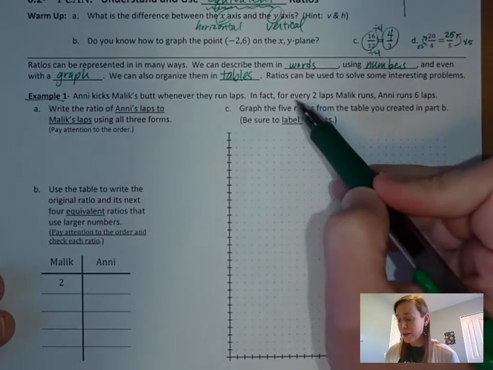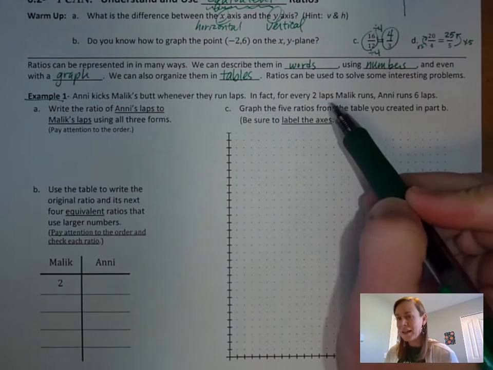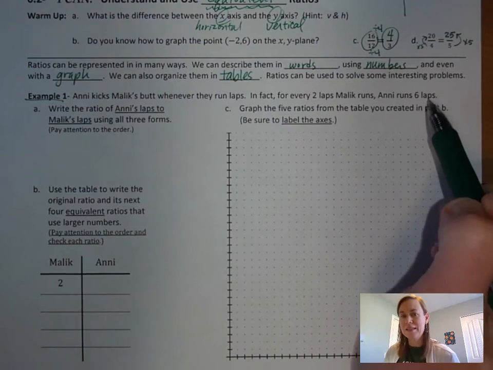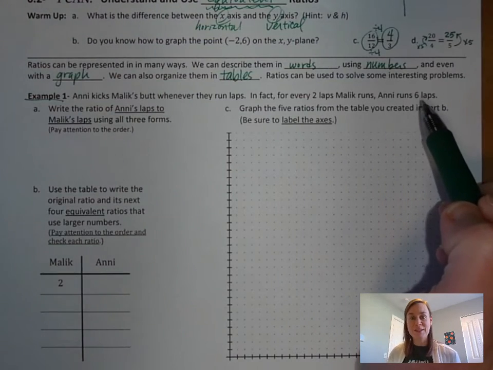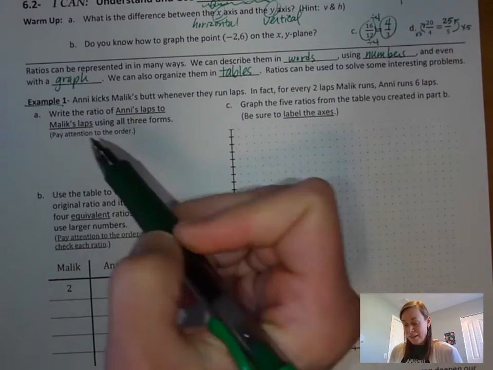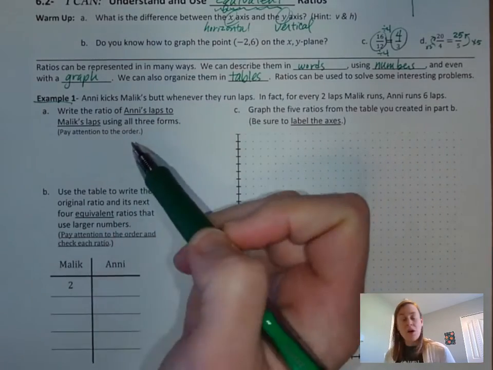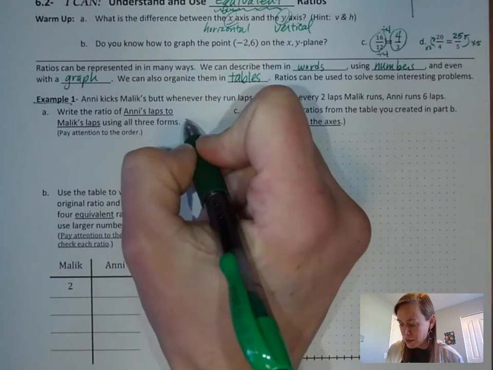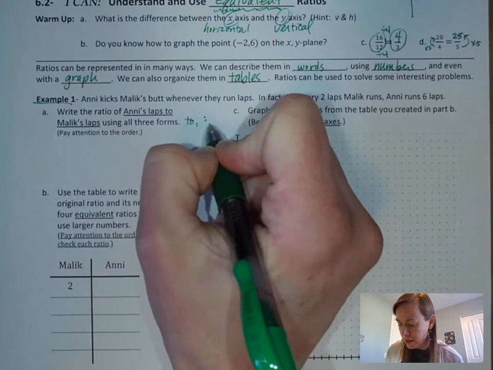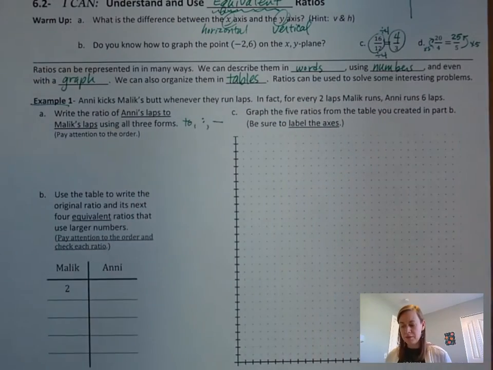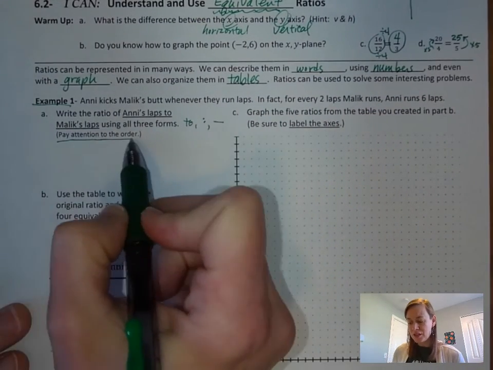In fact, for every 2 laps Malik runs, Annie runs 6 laps. Wow, she is a lot faster than Malik. Oh my goodness. All right, write the ratio of Annie's laps to Malik's laps using all 3 forms. So remember, we're going to use the word to, we're going to use a colon, and we're going to use a fraction bar. It says here, pay attention to the order, okay?